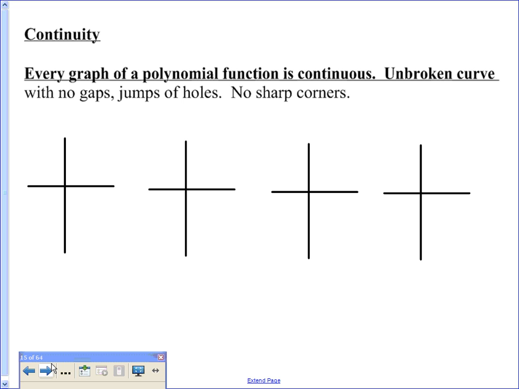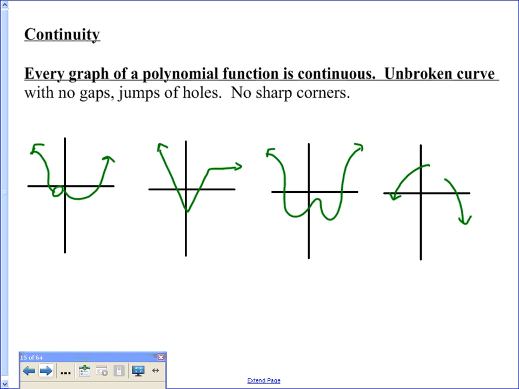Every graph of a polynomial function is going to be continuous. It's going to be an unbroken curve with no gaps, no jumps, and no holes. So we're going to look at several different graphs here, and then we're going to talk about which ones are and which ones are not polynomials. So let's say I have something like this, or like this.